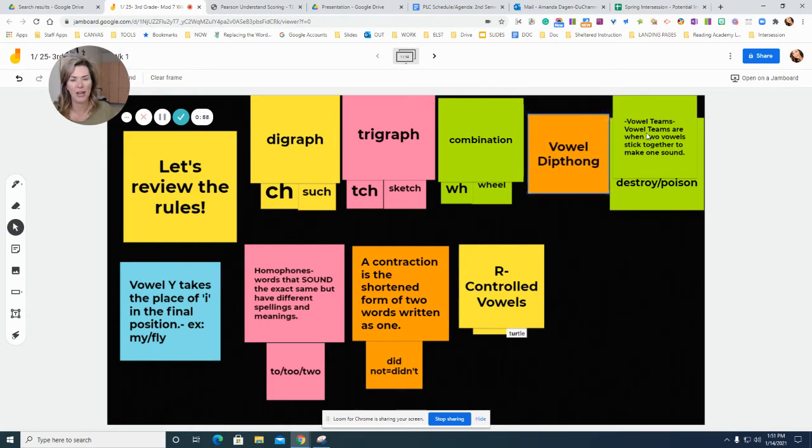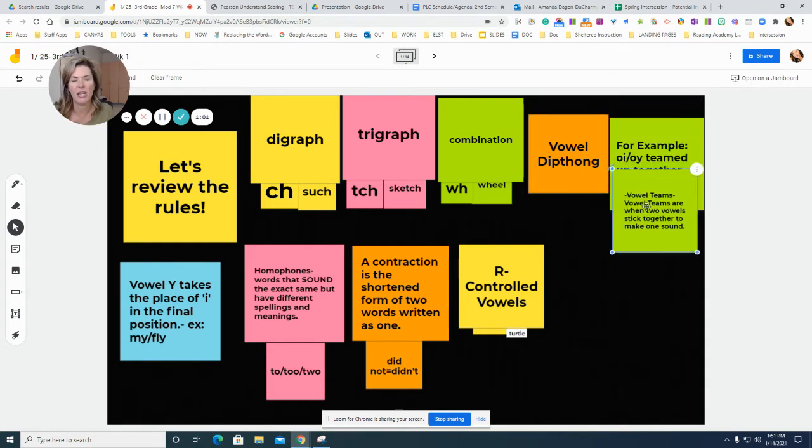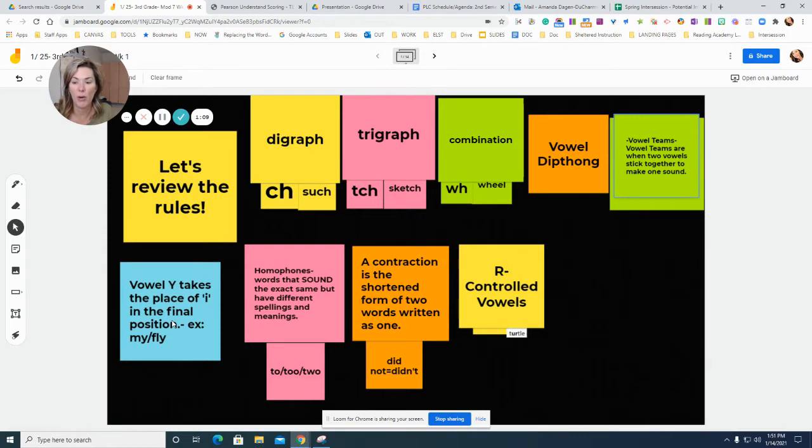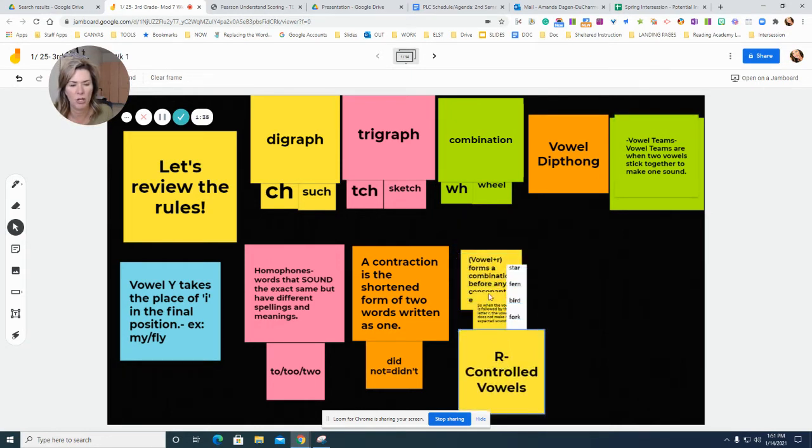Vowel teams are when two vowels team up, stick together to make a sound, like OI and OY, for destroy and poison. We know that vowel Y takes the place of I in the final position, like buy and fly. We know that homophones are words that have different spellings and meanings, like two and too. We know that a contraction is two words put together to form one. And then we talked about R-controlled vowels, when a vowel plus an R forms a combination before any consonant except for R.